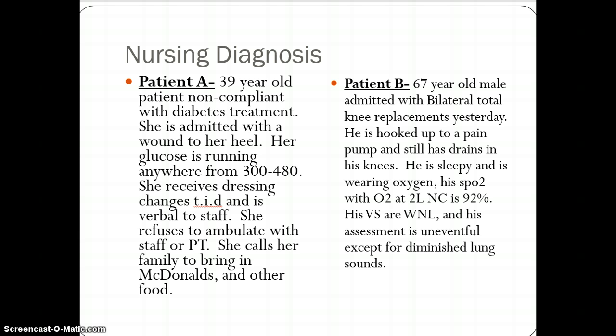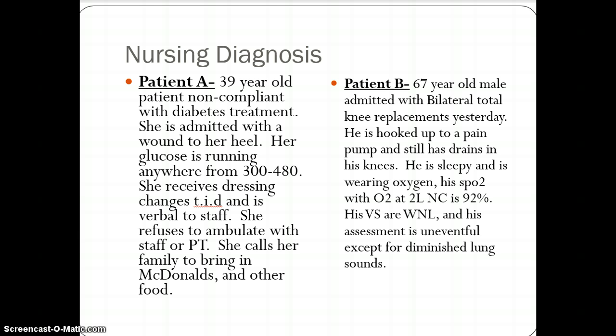When we look at the second patient, it's an older man that had a bilateral knee replacement yesterday. He's hooked up to morphine on a pain pump or a PCA pump. He still has maybe a couple of drains in his knee. He's sleepy. He's wearing his oxygen. His O2 sat is running at about 92% on 2 liters of nasal cannula. His vital signs are within normal limits, and his assessment is uneventful except that he has very diminished lung sounds.